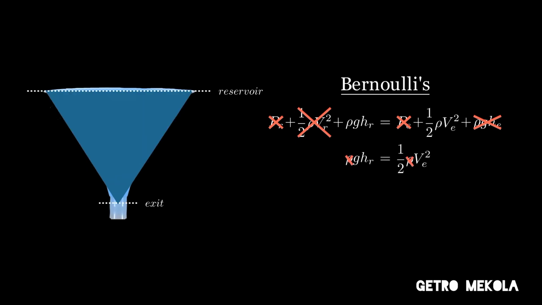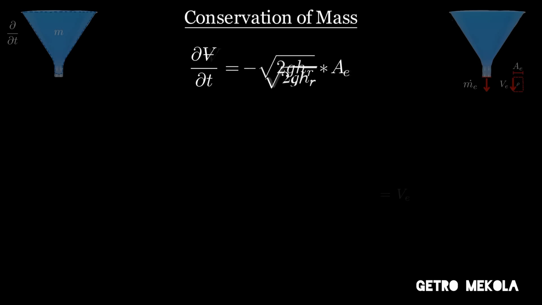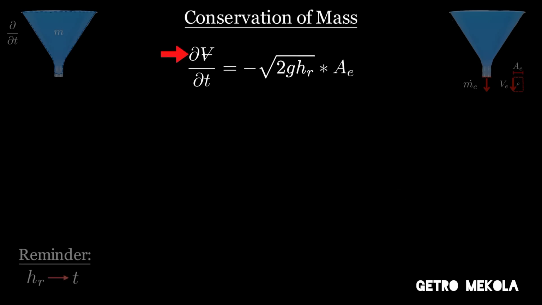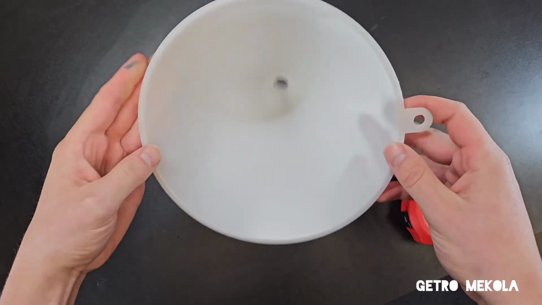Anyway, now we can just use algebra to solve for the exit velocity and plug this back into the conservation of mass. Now there's only one variable left that we need to relate to height at all points in time, which is the volume. And for that, we can just use the geometry of the funnel.